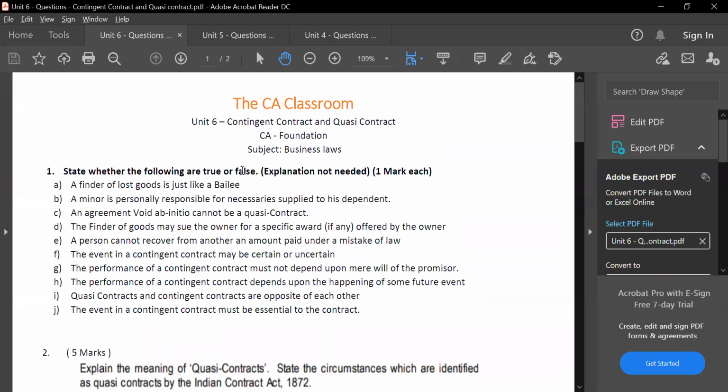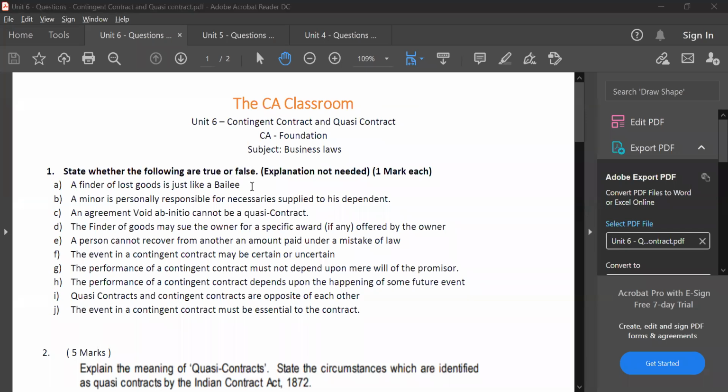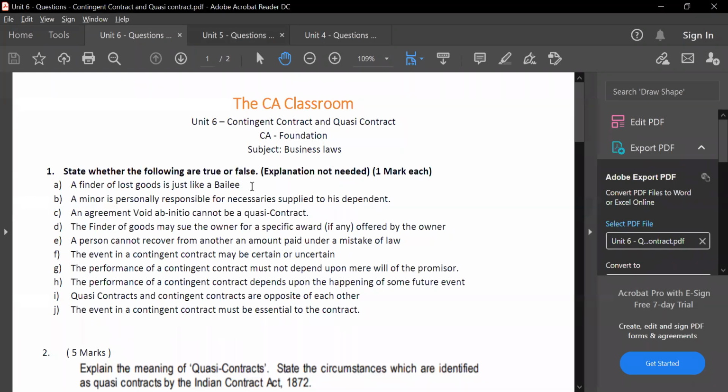So what we'll do, I'll give you all 2 minutes. Go through the first 10 true or false questions and let us discuss them. Any issues, you can always type in the chat.